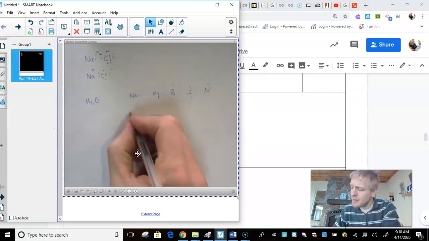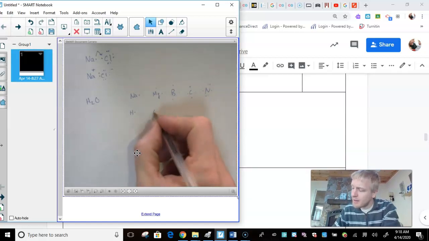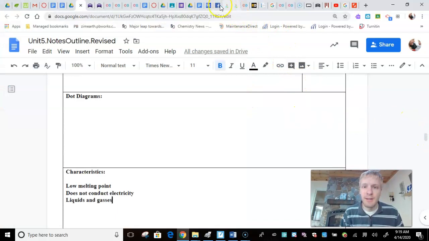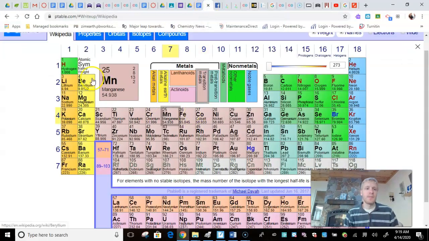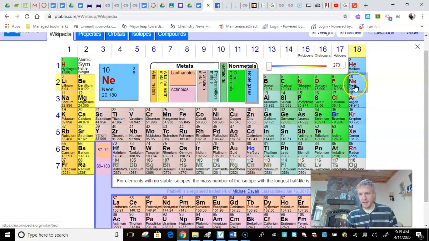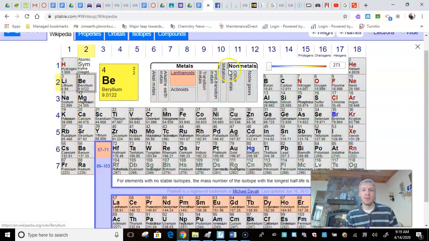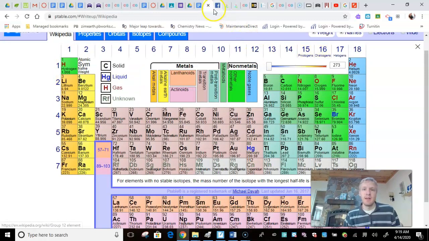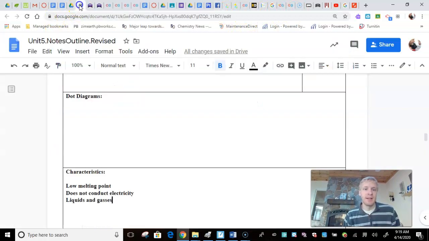So looking at hydrogen, hydrogen has 1 valence electron, oxygen has 1, 2, 3, 4, 5, 6. How do I know this? Alright, let's go to a periodic table and show it. If you're in column 1, you have 1 outer electron. Column 2 has 2, and so on up to 8. That's how I know hydrogen has 1 valence electron and oxygen has 6 valence electrons.